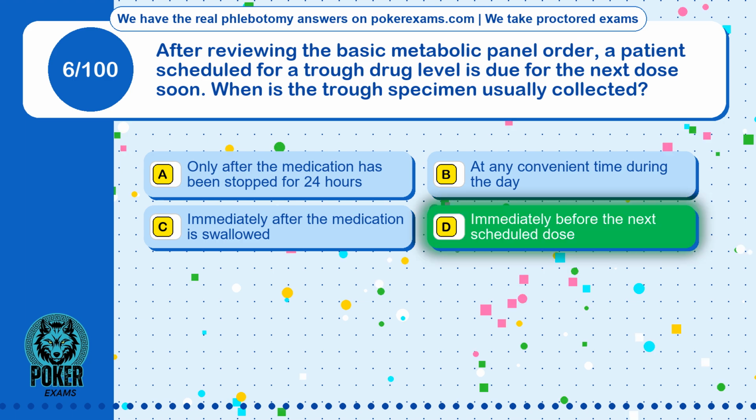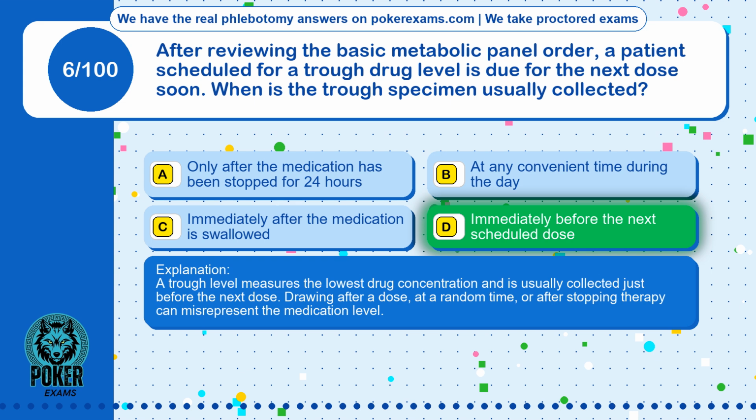The correct answer is option D. Immediately before the next scheduled dose. A trough level measures the lowest drug concentration and is usually collected just before the next dose. Drawing after a dose, at a random time, or after stopping therapy can misrepresent the medication level.